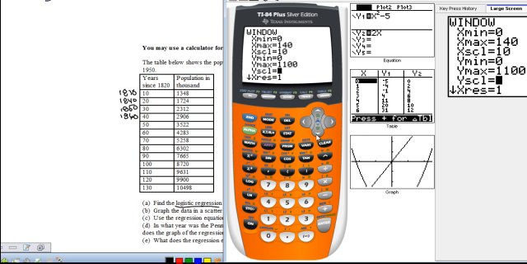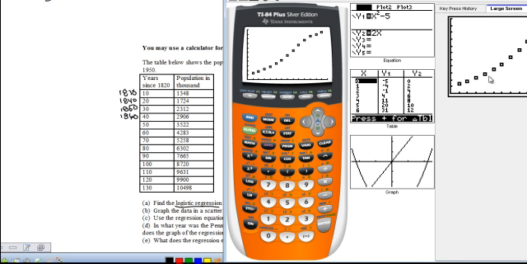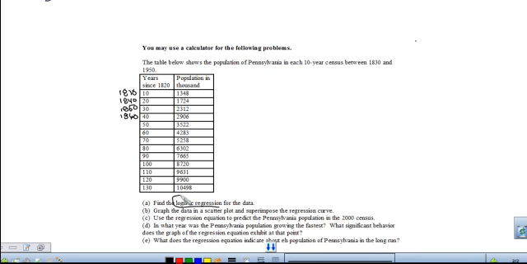And I am going to go up by 1,000. So if I graph it, there's my stats plots. So it wants me to do a logistic regression.